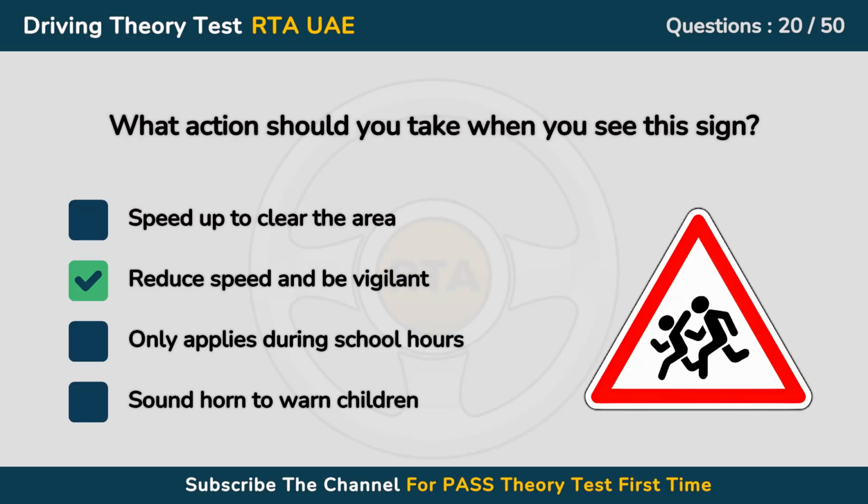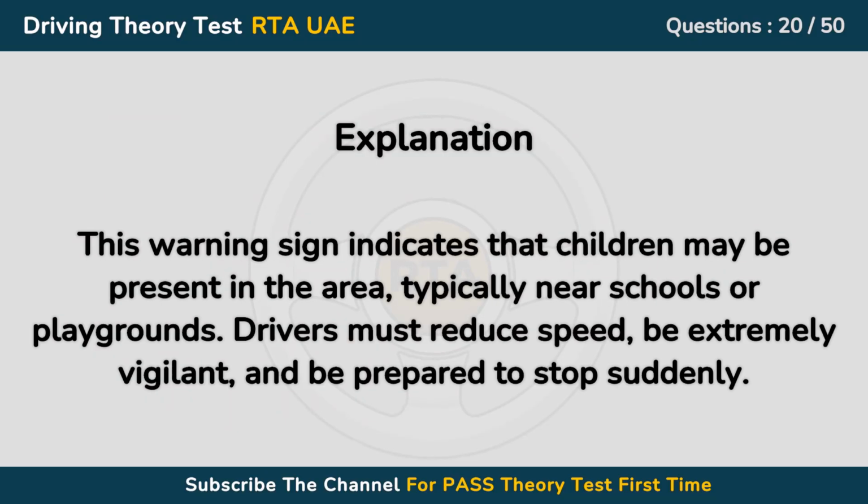Answer is B. Reduce speed and be vigilant. This warning sign indicates that children may be present in the area, typically near schools or playgrounds. Drivers must reduce speed, be extremely vigilant, and be prepared to stop suddenly.